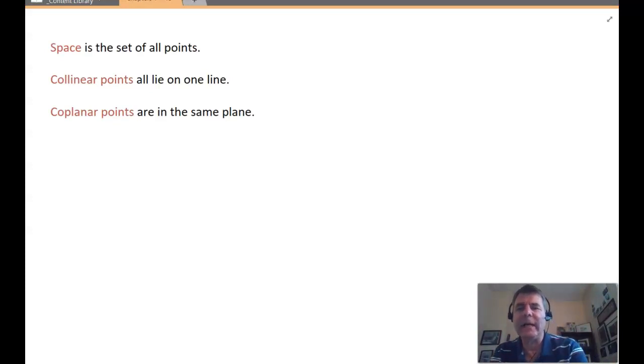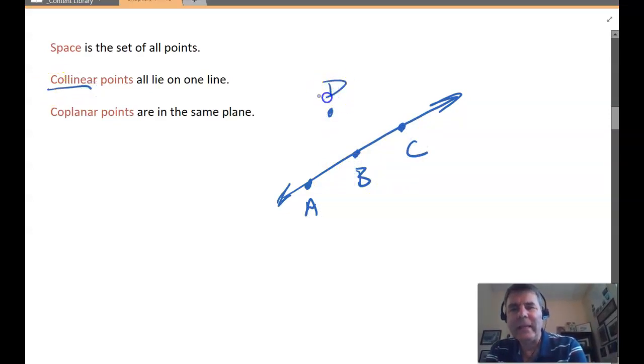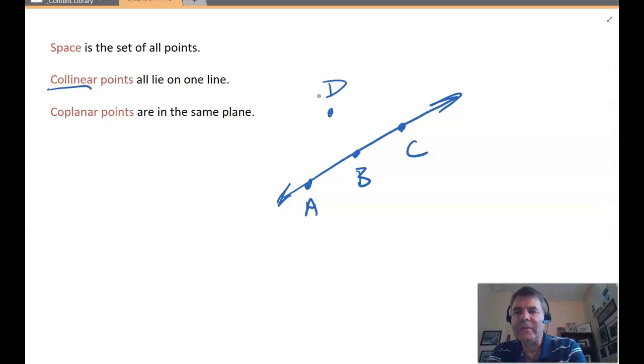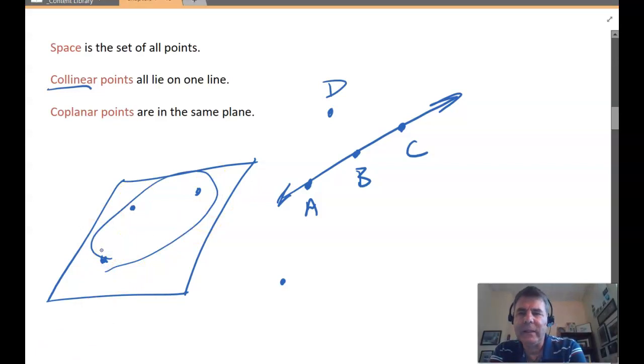Collinear points all lie on one line. So if I have a line and I have points A, B, and C on that line, they are collinear. Point D is not collinear with A, B, and C. Coplanar points are all on the same plane. So I can have 1, 2, 3 points that are coplanar, and out below it I could have another point that's non-coplanar. Any 3 points can make a plane. Okay, any 2 points make a line.